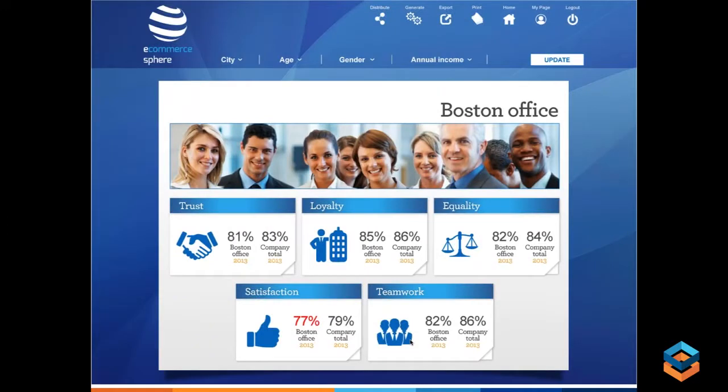But wouldn't this be a much better way of delivering that exact data? So I have my core KPIs, trust, loyalty, et cetera. And I also have all my key filter variables up above, so I can digest the data based on what I want to see. So I want to look at Boston, I want to look at a specific age and gender group, and I want to look at a specific income level. Much easier way in this scenario to digest the data.